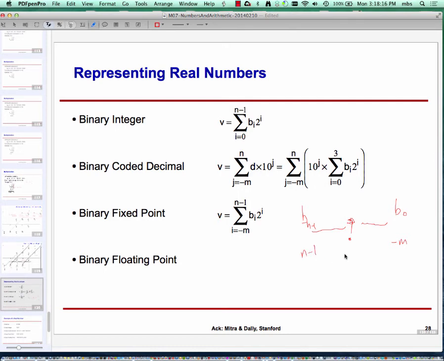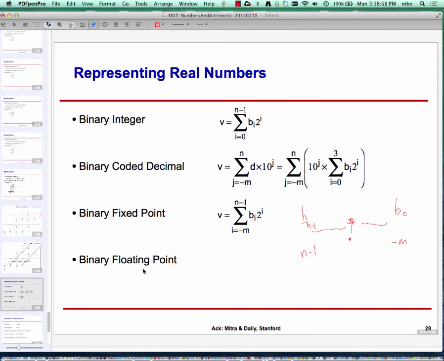Instead of the weight for the least significant bit being 1, it is now 1 over 2 to the power m, right? Because to the right of the decimal point, the weight will go as 1 over 2, 1 over 4, 1 over 8, and so forth. So the weight starts from a negative power of 2. That's what you are seeing out here, that I go from i equal to some negative value to n minus 1. In this case, I have m plus n bits. I have m bits after the binary point and n bits to the left of it.